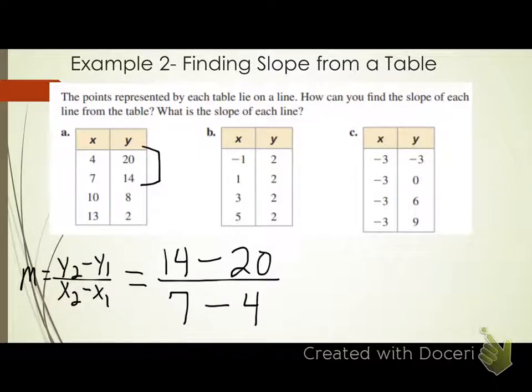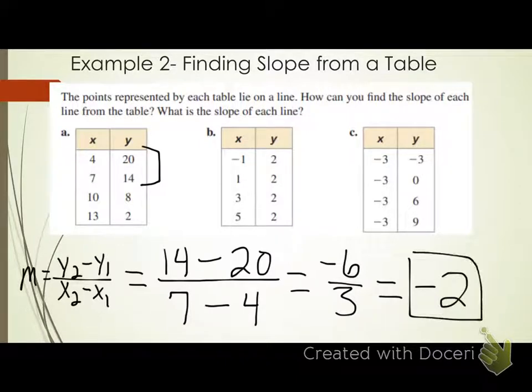Okay? So now I just have to simplify all this. What's 14 minus 20? Negative 6. 7 minus 4? 3. Simplifying it, negative 6 divided by 3 gives me negative 2. So here's my slope of letter A. You okay with that? Once again, I can pick any 2 points I want. If I picked any other 2 points, I'd get the same answer. Okay?